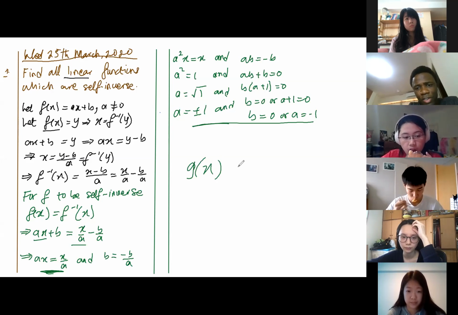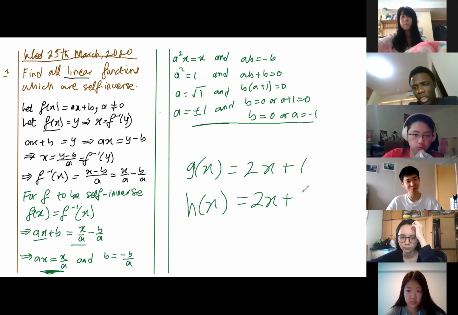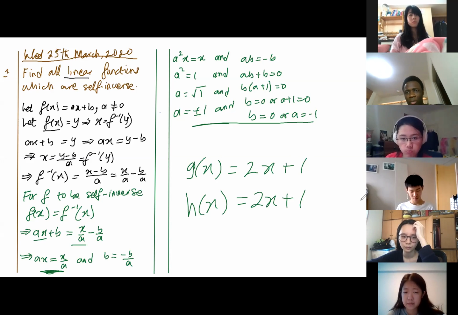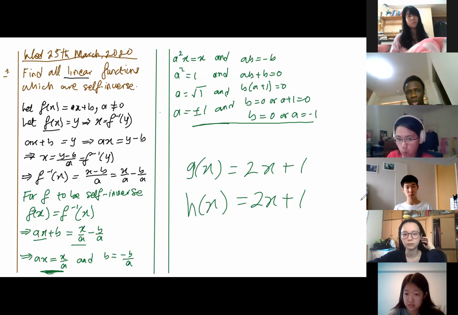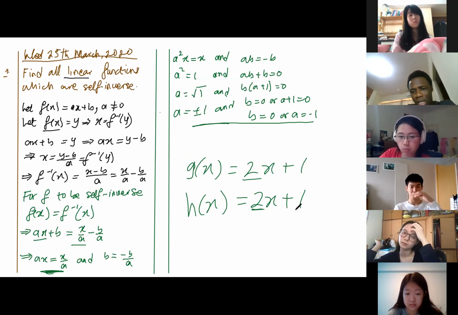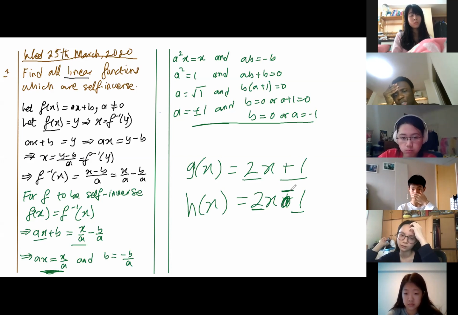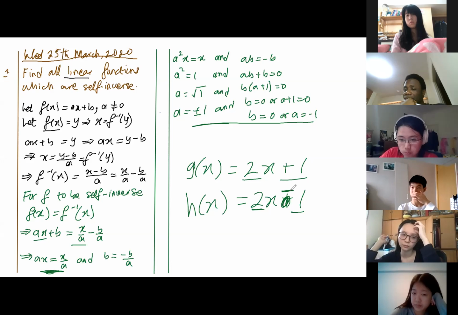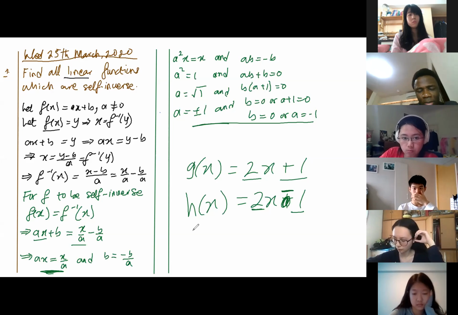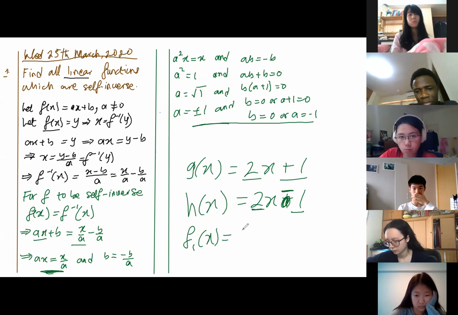Look at it this way. If I have g of x to be 2x plus 1, and I have h of x to be 2x plus 1, are these functions g and h the same? Please turn on your mic and say something. Are they the same? Yes. Good. Now, why do we say they are the same? They have the same coefficient of x and the constants are the same. If I decide to change this to minus 1, can we say g and h are the same functions? No.